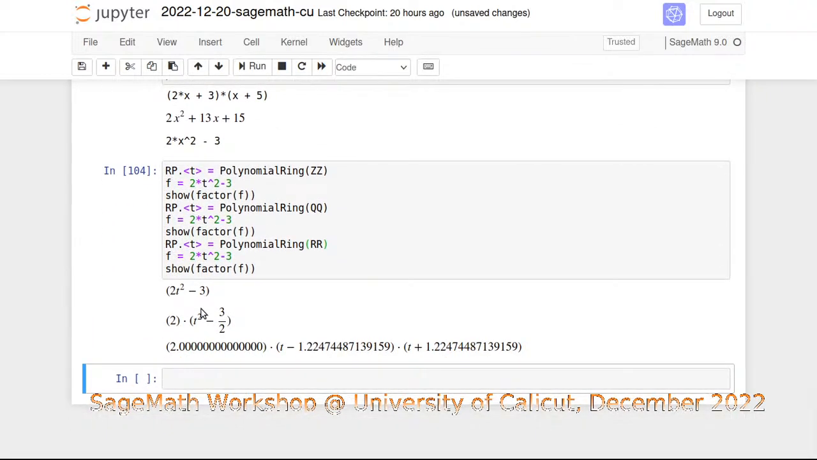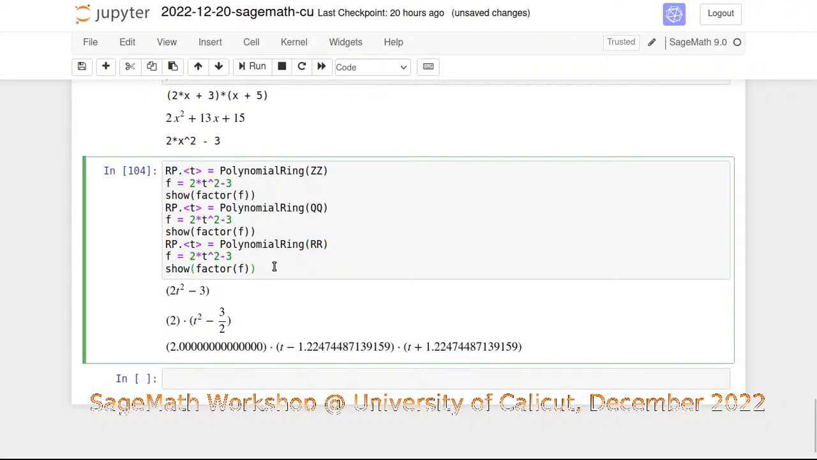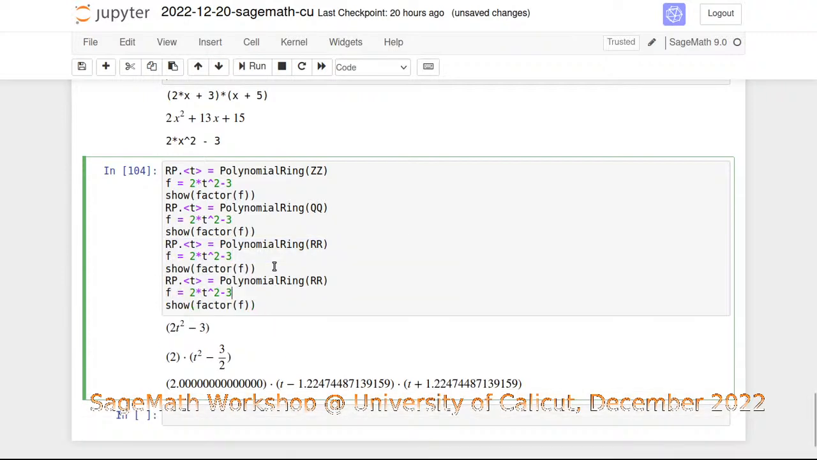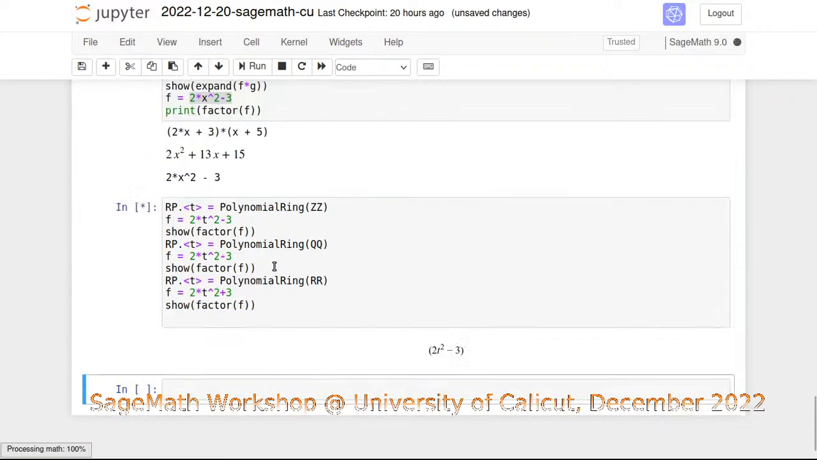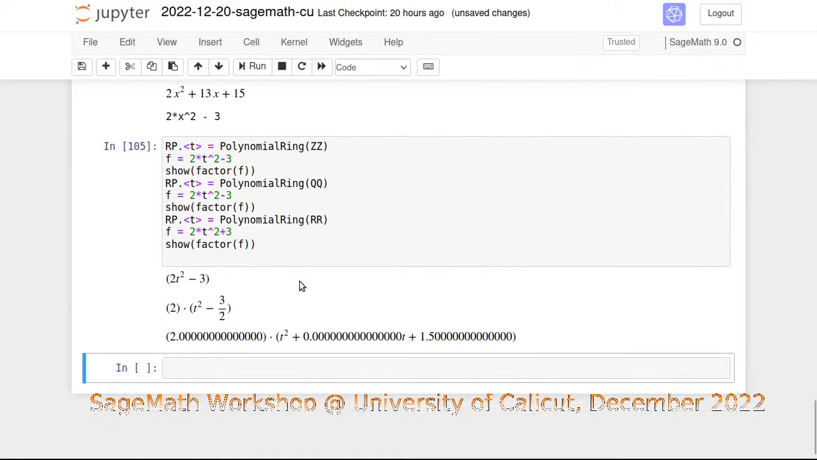So 2 square minus 3 over R, we are getting it to be this. Now suppose that we use 2 square plus 3 instead. There is no factorization because still t square is appearing.